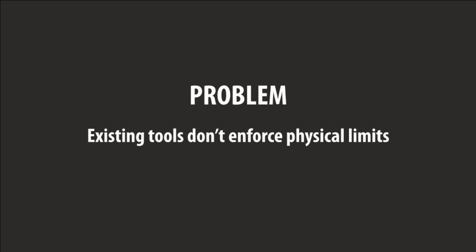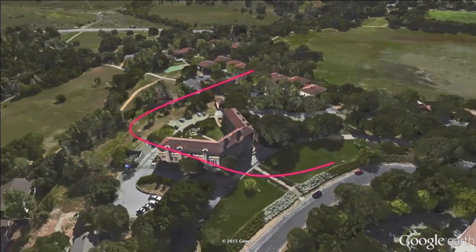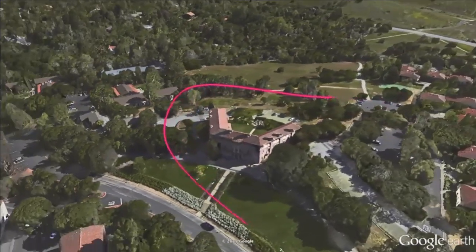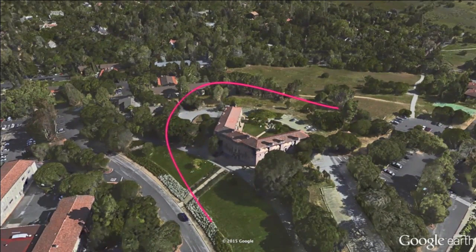Quadrotors have physical limits that constrain their motion. For example, each quadrotor propeller can only generate a limited amount of thrust. Also, quadrotors typically have a top speed imposed by their internal control software. Existing shot planning tools do not automatically enforce these physical limits. To see why this can be a problem, let's have a look at a typical shot you might set up using one of these shot planning tools.